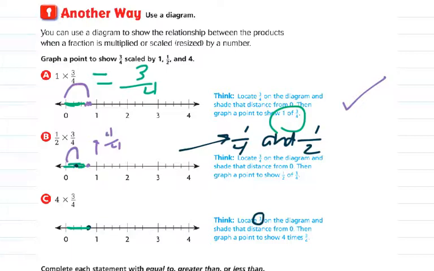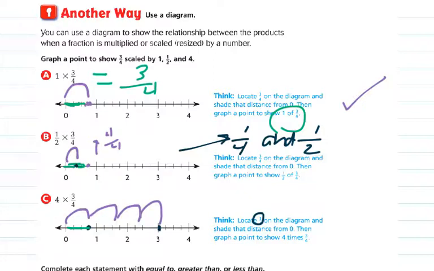Then it says graph the point to show 3/4 times 4. So what we're going to do is 4 sets of 3/4. When we start here, we have 3/4, and then we count 1/4, 2/4, 3/4. We count again: 1/4, 2/4, 3/4. Again: 1/4, 2/4, 3/4. And our answer that we come up with is 3.